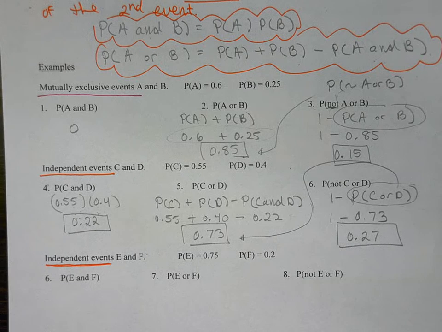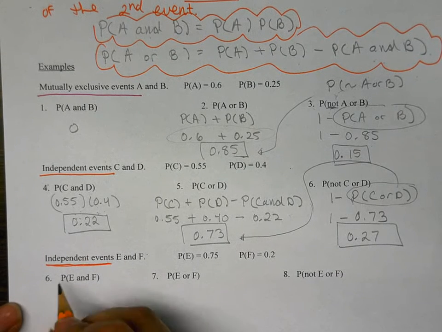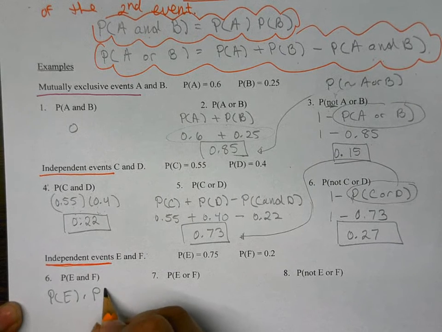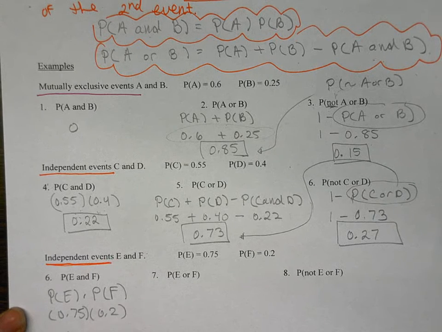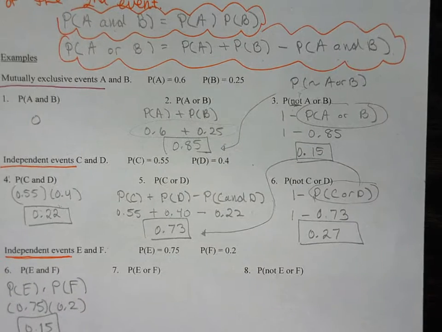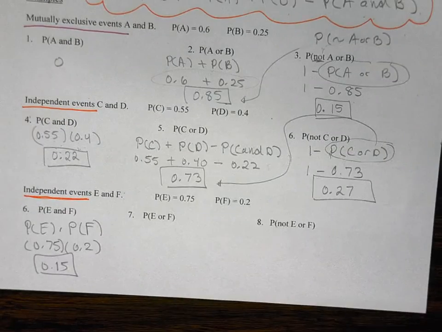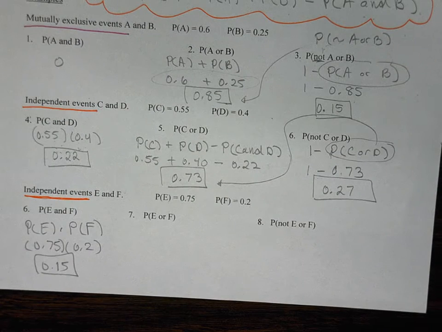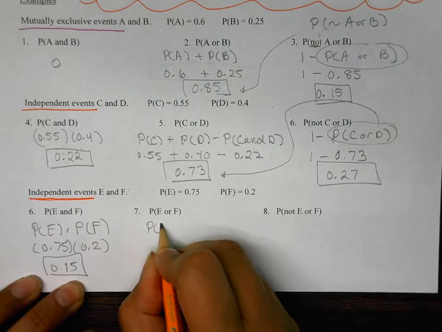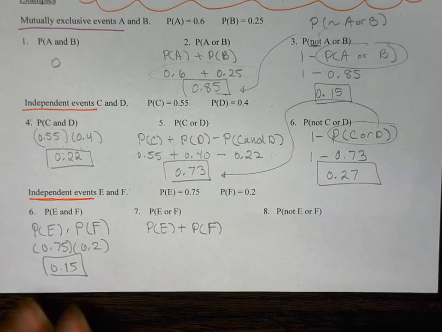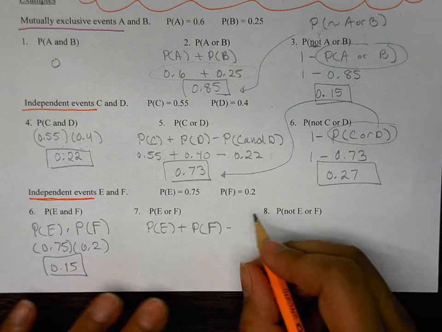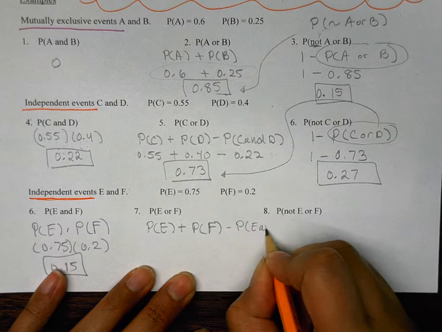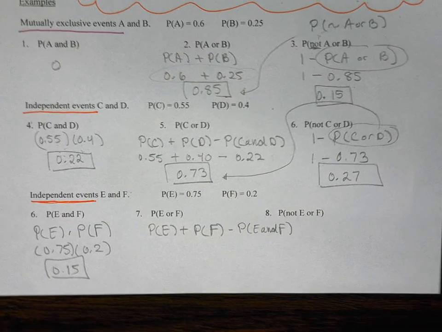So we multiply 0.75. All right, so E and F would be the probability of E times the probability of F. 0.75, 0.2, 0.15. Keep working. Oh, shoot. E or F? Do I stop here or do I minus the overlap? Why? Because it's independent, not mutually exclusive.